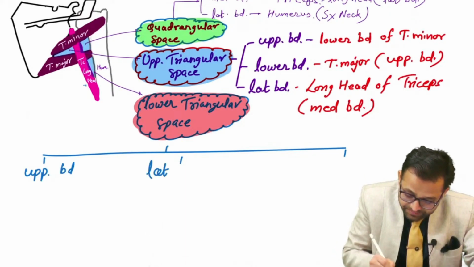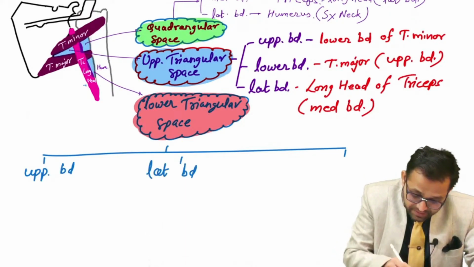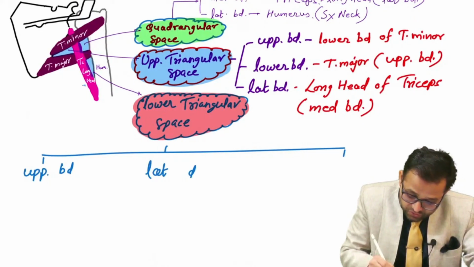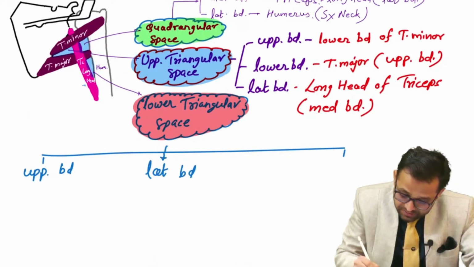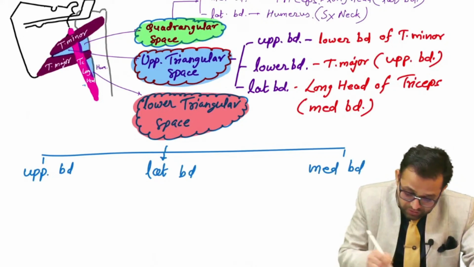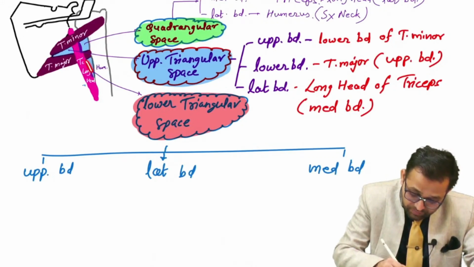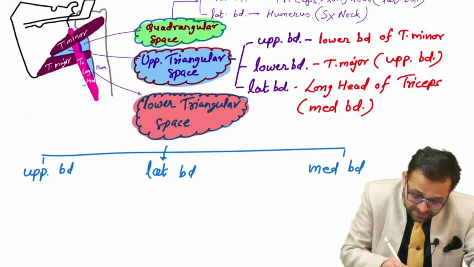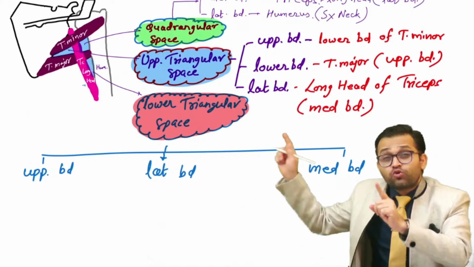Yes sir, I am showing in the image the lateral border. And here is your what? Sir, here is our medial border also. So this is your medial border. Getting the point? Sir, there is the upper border, lateral border, and medial border. Three borders in the lower triangular space.